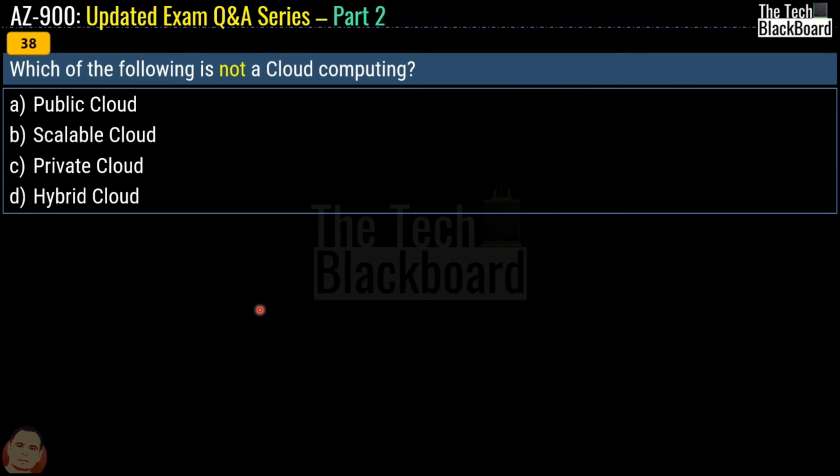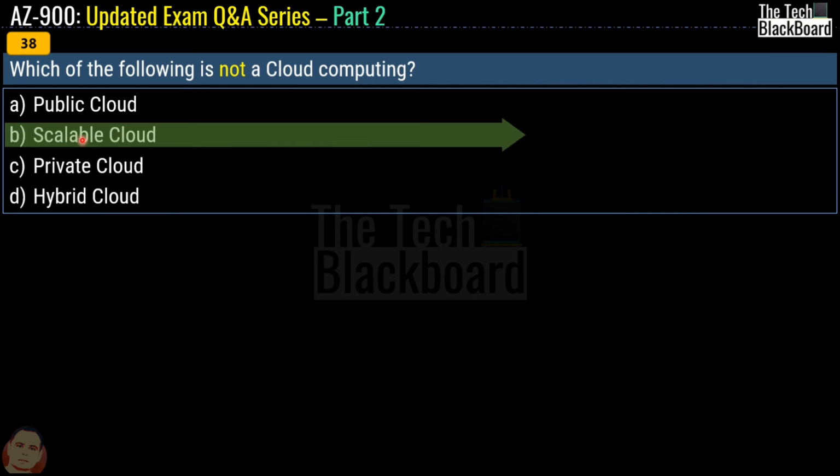Now moving on with question number 38, it says, which of the following is not a cloud computing type? Your options are public cloud, scalable cloud, private cloud, or hybrid cloud. The correct answer for this question is option B, scalable cloud. So basically public cloud, private cloud, and hybrid cloud are types of cloud computing. However, there is no such thing as scalable cloud.